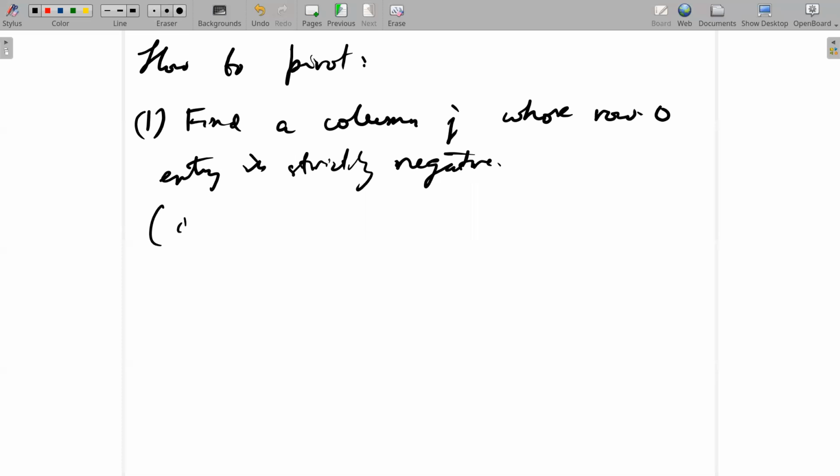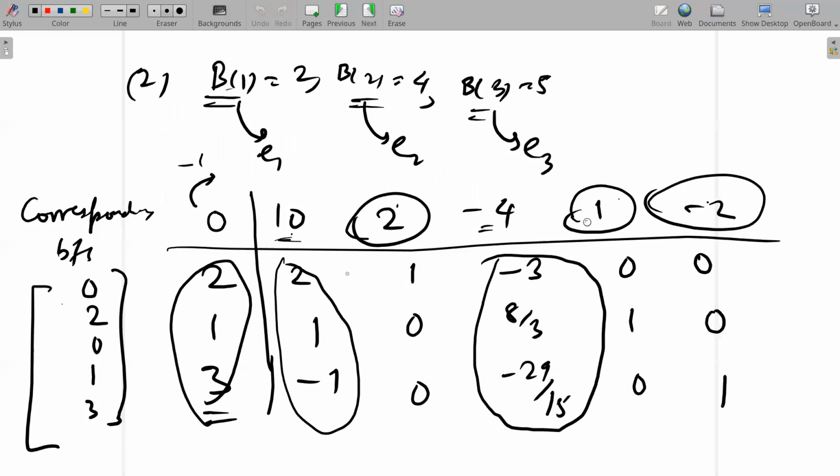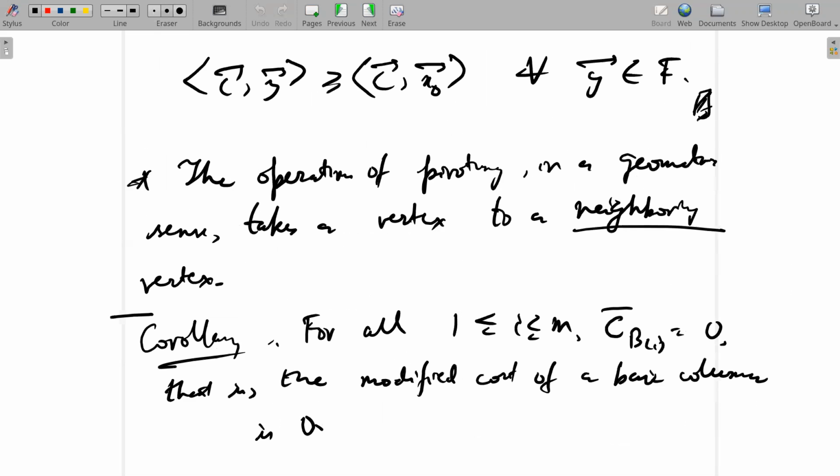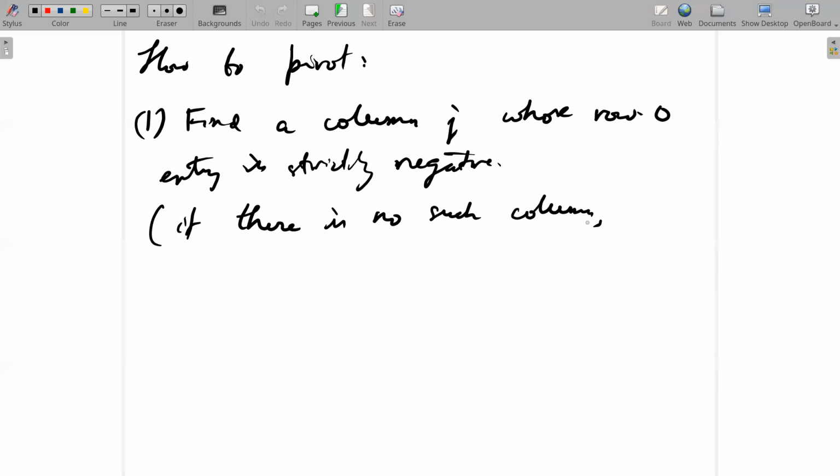So what happens if there is no such column? That means Cj bar is bigger than or equal to 0 for all J's. If there is no such column, we are done. Because remember, the first theorem we proved today was this: if Cj is bigger than or equal to Zj, in other words, if Cj bar is bigger than or equal to 0 for all J corresponding to this BFS, then X0 is already optimal. Then we are done. No need of pivoting, nothing is needed. So if there is no such column, we are done.